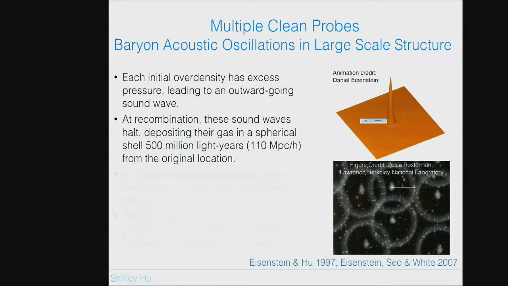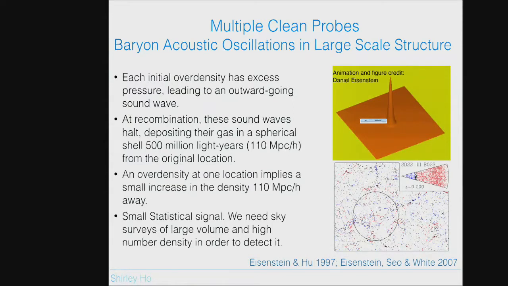But it's a very, very small statistical signal, because in an actual data set you see there's no ring around it. It's really hard. It's a very statistical measurement. We need a very large volume sky survey to actually see and detect it. So that's an actual data set at 0.2, which is actually way more clustered than the stuff we're doing at high redshift.